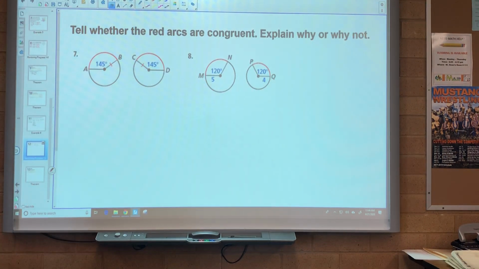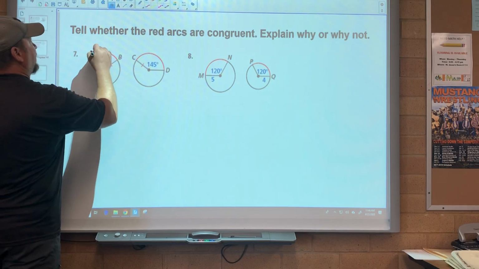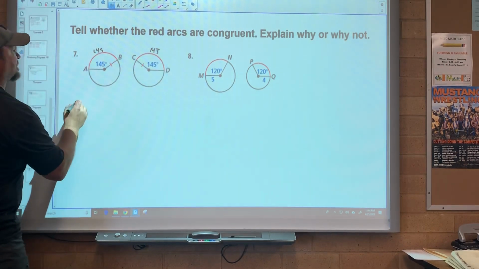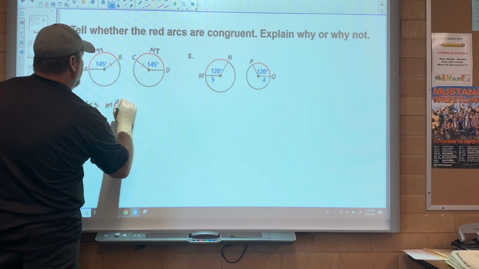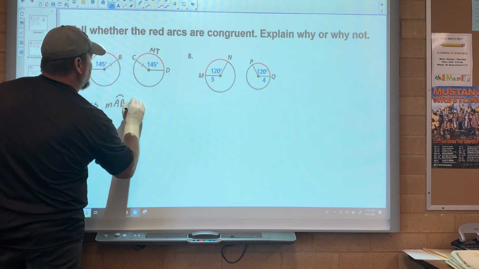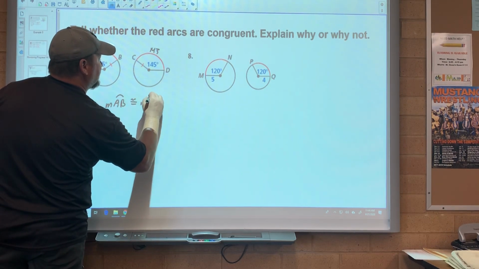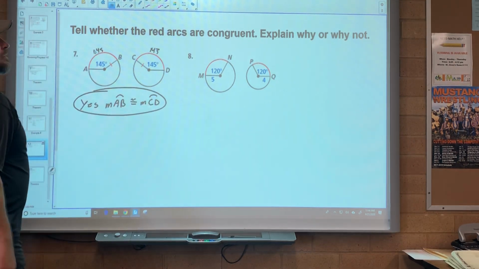All right, let's take a look. Tell whether the red arcs are congruent or not. Well, let's find out. Are the radiuses the same? Yes. So then 145, 145, those are the arcs. I'm going to say yes. Measure of arc AB is congruent to measure of arc CD. And that's the way you would say it. Is that clear? So that's a yes.